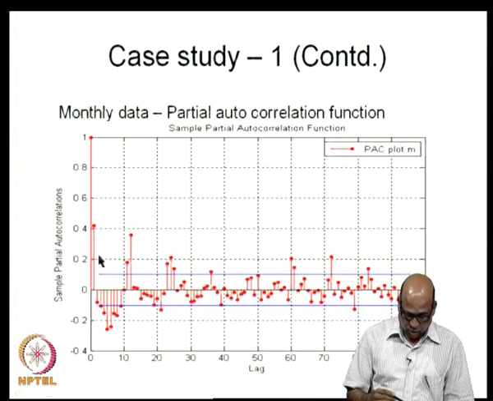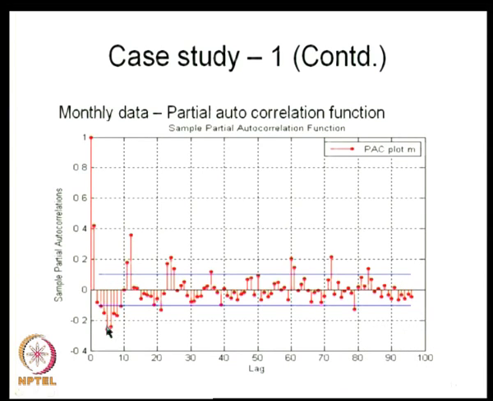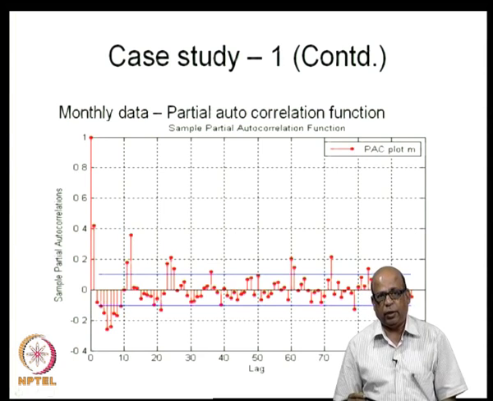There are many significant partial autocorrelations, as you can see. Corresponding to lag 1 there is a significant partial autocorrelation, these are significant and so on. As you go further, however, most of the partial autocorrelations become insignificant. This is for the monthly data.